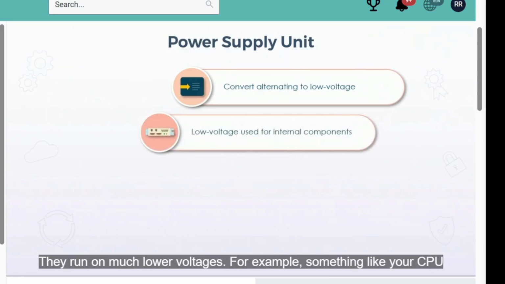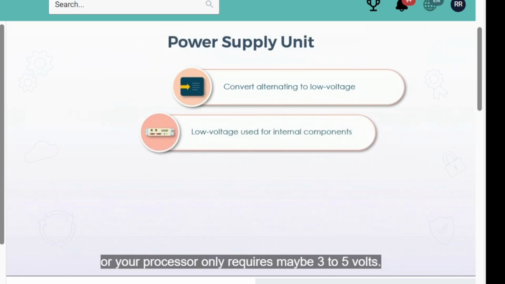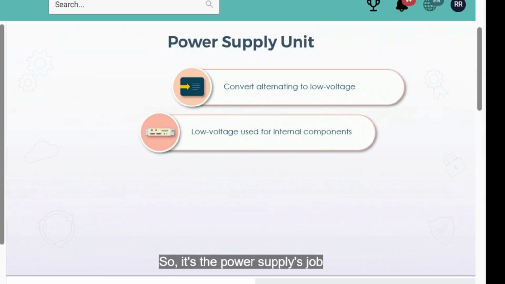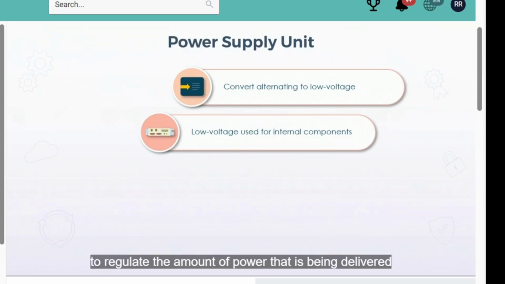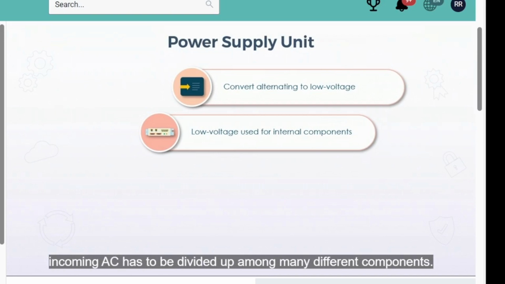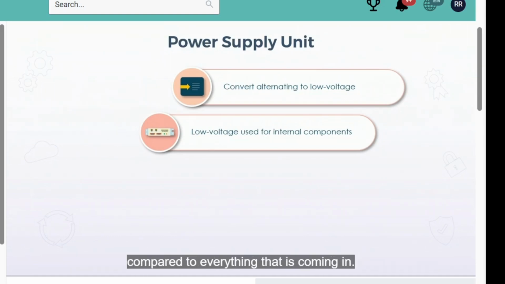For example, something like your CPU or your processor only requires maybe 3 to 5 volts. So it's the power supply's job to regulate the amount of power that is being delivered to these internal components. But of course, that total amount of incoming AC has to be divided up among many different components, but any one component will only require a very small amount of voltage compared to everything that is coming in.